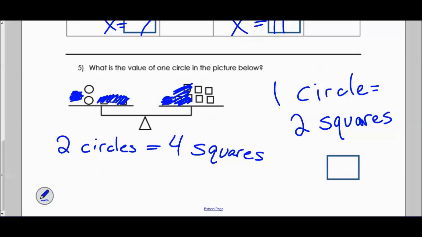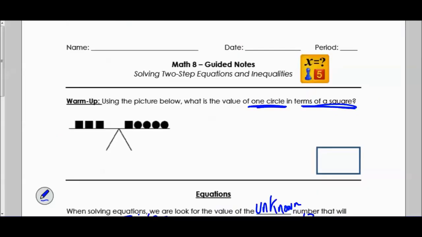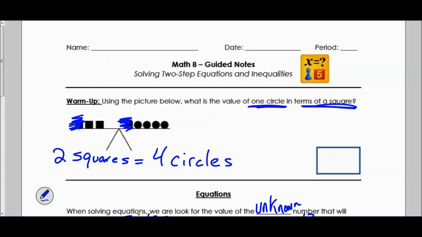The warm-up actually asks this a little bit differently. I'm going to go back to that now. I'm going to do the exact same thing. I'm going to cancel out one of these boxes from either side. It's still balanced. So now I got 2 squares equals 4 circles. This wants us to say, what's the value of one circle in terms of squares? So one circle equals how many squares?